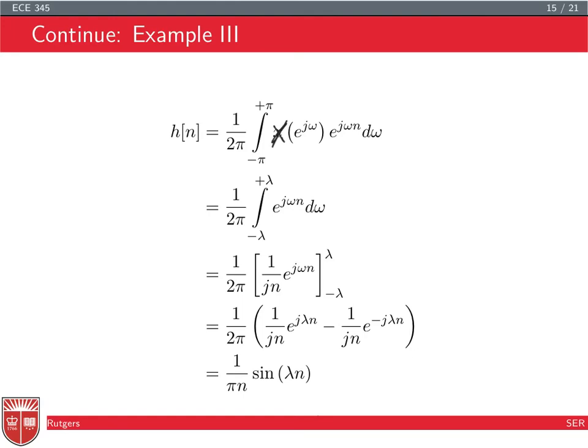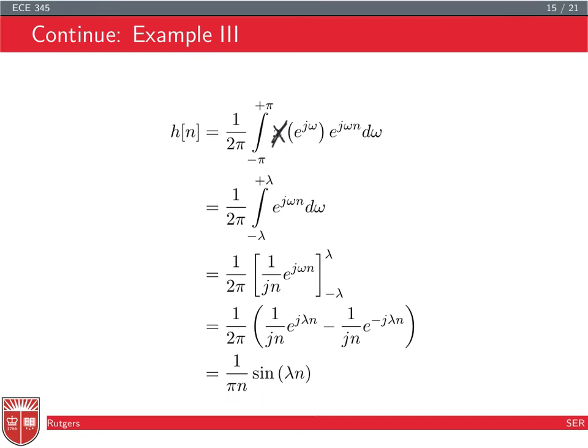Since X of e to the j omega is 1 between negative lambda and plus lambda, we get the boundaries here, and it's 0 outside. This is an easy integral because it's an exponential, so it's 1 over 2 pi times 1 over jn e to the j omega n evaluated between lambda and minus lambda. In the end you get 1 over 2 pi times 1 over jn e to the j lambda n minus 1 over jn e to the minus j lambda n, and then you can use Euler's formula to get that this is 1 over pi n sine of lambda n. And this is the impulse response of a low-pass filter.